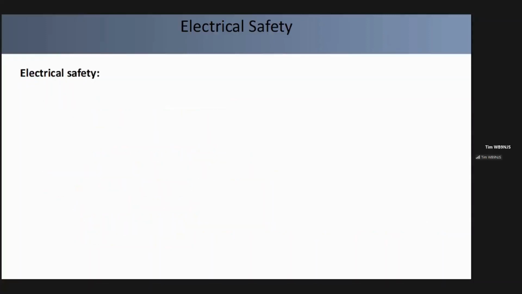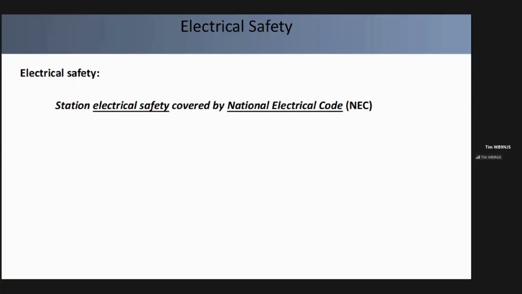So let's talk about electrical safety. We talked about the human body. Let's talk about electrical safety. The station electrical safety is covered by the National Electrical Code, or the NEC. So aspects of the electrical safety in your station are going to be part of the NEC.